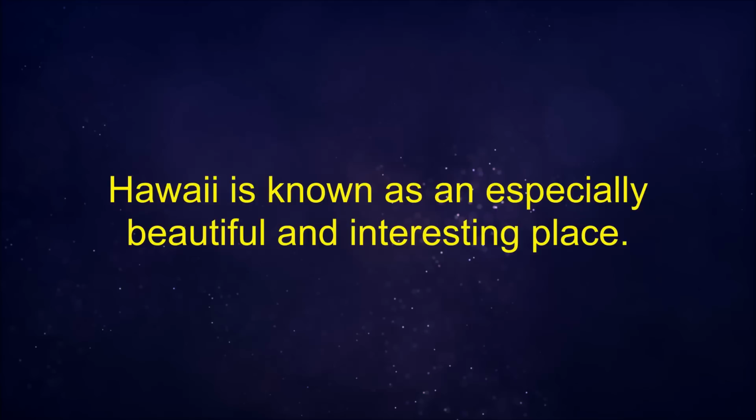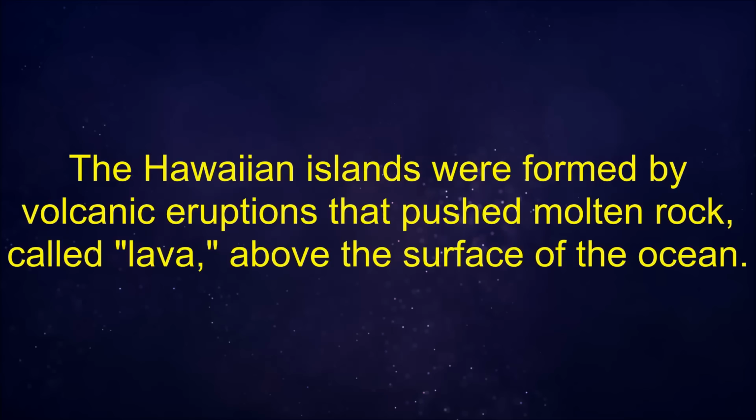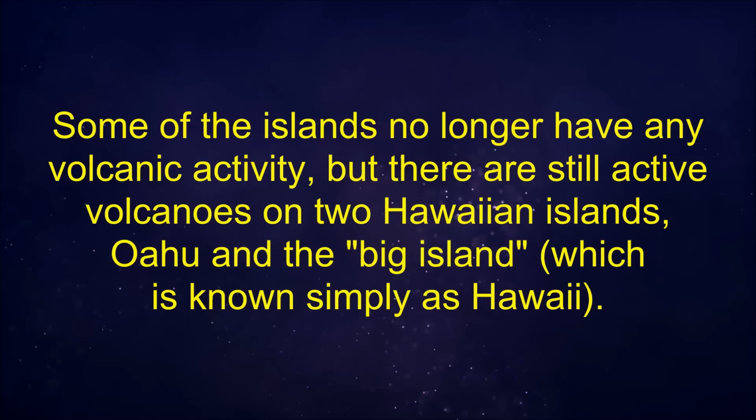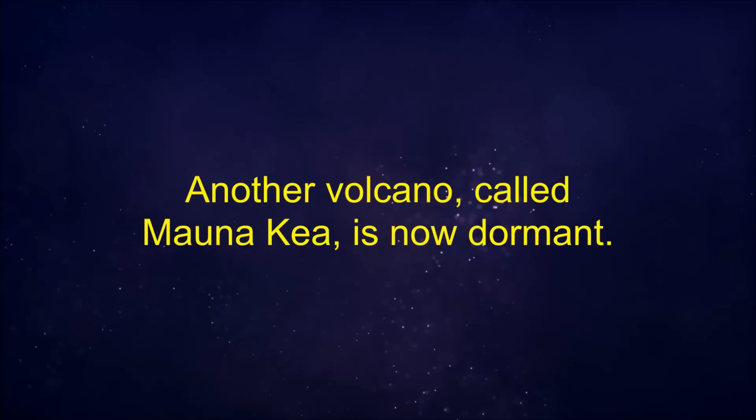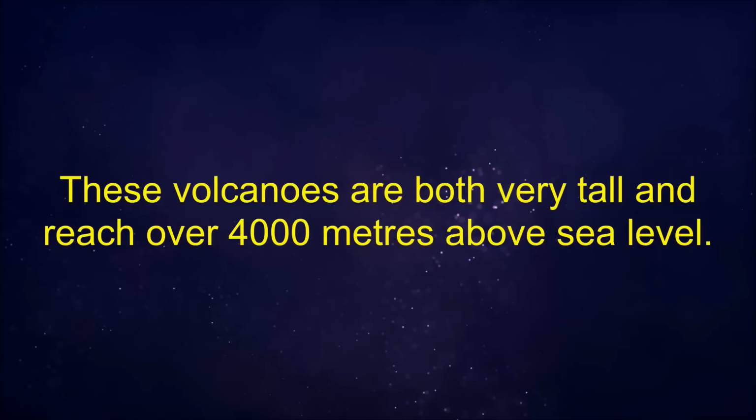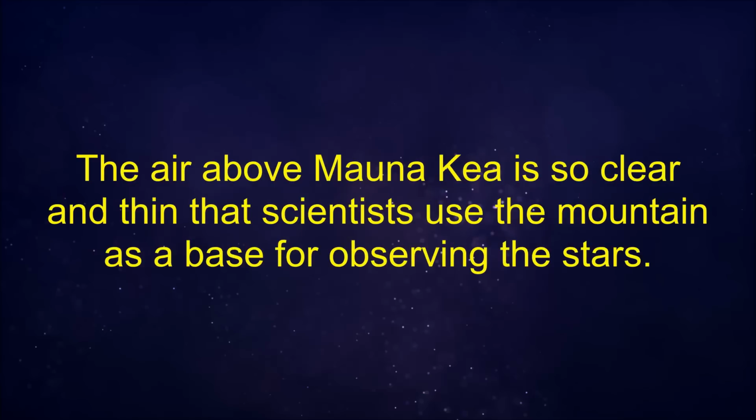The Hawaiian Islands were formed by volcanic eruptions that pushed molten rock called lava above the surface of the ocean. Some of the islands no longer have any volcanic activity, but there are still active volcanoes on 2 Hawaiian islands, Oahu and the Big Island, which is known simply as Hawaii. One of these volcanoes, Mauna Loa, still erupts sometimes with spectacular explosions of lava. Another volcano, called Mauna Kea, is now dormant. These volcanoes are both very tall and reach over 4,000 meters above sea level. The air above Mauna Kea is so clear and thin that scientists use the mountain as a base for observing the stars.